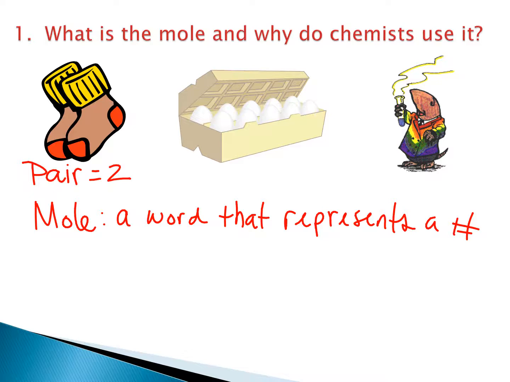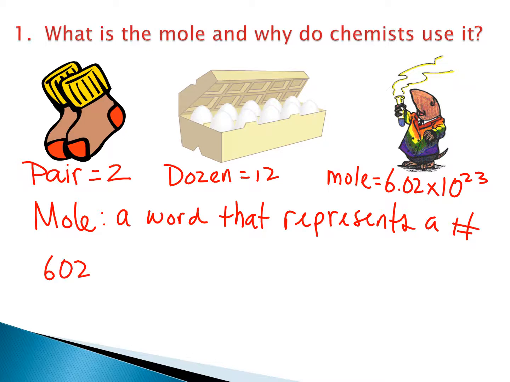We generally buy eggs in a dozen, right? So a dozen is a word that represents the number 12. Now, a mole is the same thing as a pair or a dozen. It just represents a different number. And that number is 6.02 times 10 to the 23rd. Now that's a 6 with 23 zeros after it, or 602 with 21 zeros after it. It's a very, very big number. It actually looks something like this.